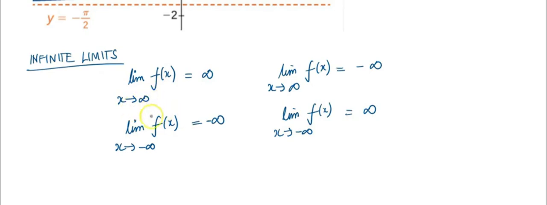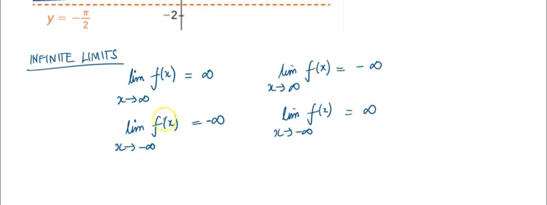Four options for the four directions, right? Four ends. So as x approaches positive infinity, you can get an answer as either positive infinity or negative infinity. And likewise, when x approaches negative infinity, your answer could come out to be negative infinity or positive infinity. So we have these four possibilities.